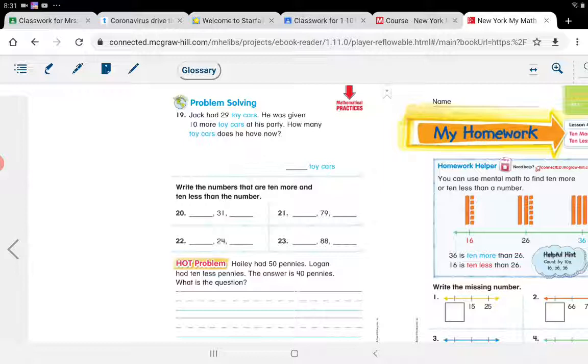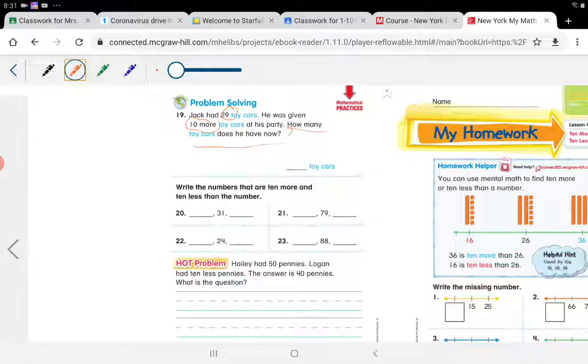So for number 19, it says that Jack had 29 toy cars. He was given 10 more toy cars at his party. How many toy cars does he have now? So if I remember cubes, I'm going to first circle my numbers. So I know I have 29 toy cars. And then he was given 10 more. And the question they want me to solve is, how many toy cars does he have now?